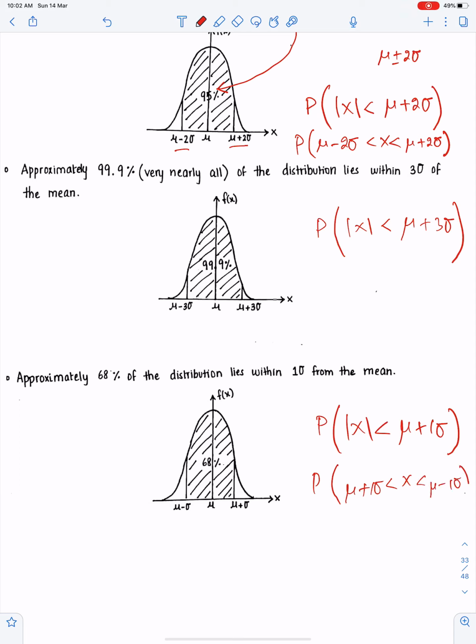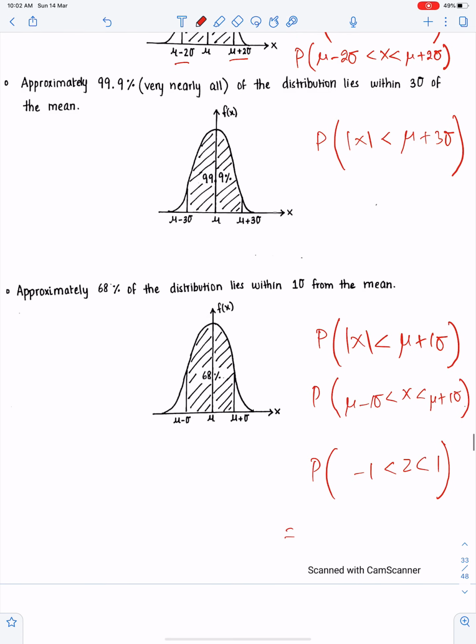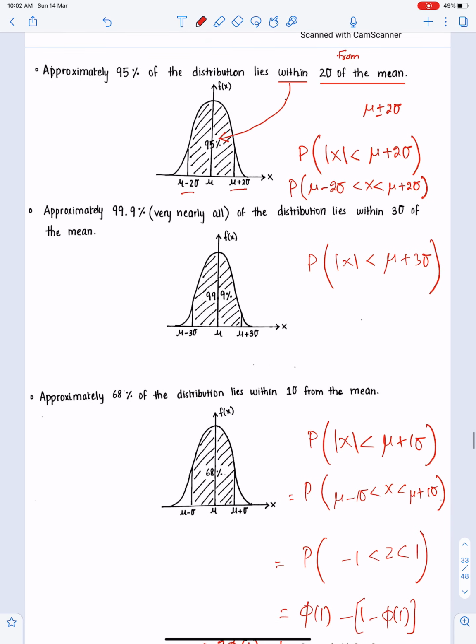When you convert this into a statement of z, you will get minus 1 and plus 1. This is plus and this is minus. So you'll get this thing, and you know how to solve this. This will become phi 1. This will become 1 minus phi 1. I already discussed how to solve modulus inequalities. So the final answer will become 2 phi 1 minus 1. We have discussed this in the properties of the normal distribution of phi. Make sure you learn these 3 things.